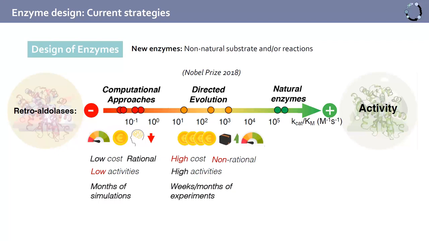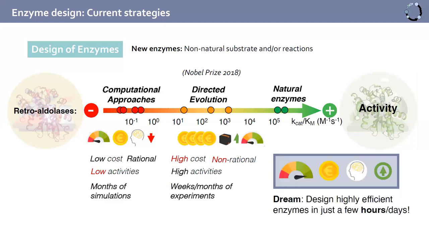Computational approaches offer the advantage of being rational. So in principle, we can predict mutations to enhance the enzyme property that we are interested in, and they are much cheaper and they are rational. But in any case, we need months of simulations many times to just design proposed mutations for a given enzyme. And in any case, either with directed evolution or computational approaches, natural enzymes are still better. So here, what I'm showing in this line with these different dots are the catalytic efficiencies of some, in this case, aldolases, retroaldolases. So natural enzymes are up there, and with directed evolution and especially with computational approaches, we're very far away from such excellent efficiencies. And of course, as a dream, we would like to design computationally very efficient enzymes in, why not, just hours or days. But of course, we are not there yet.